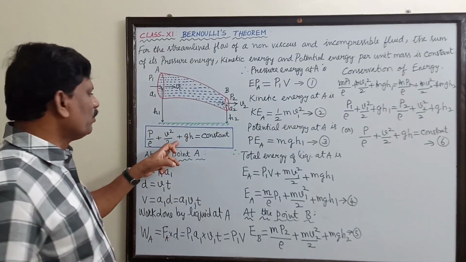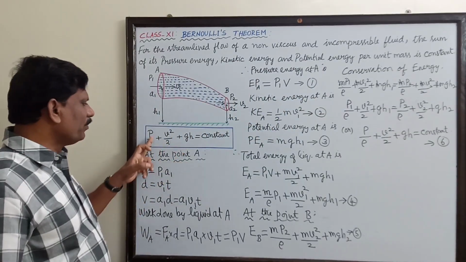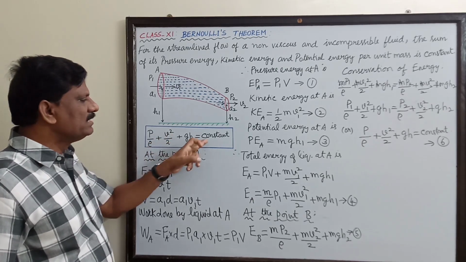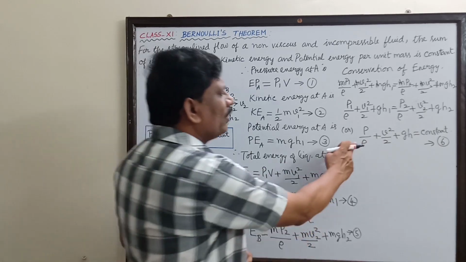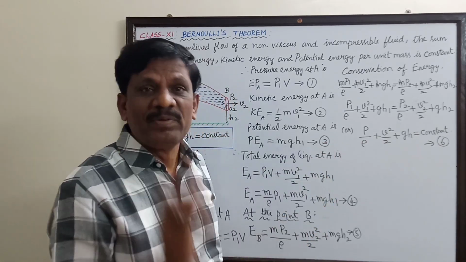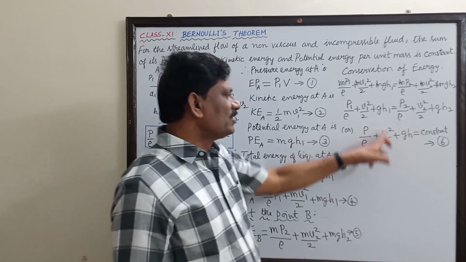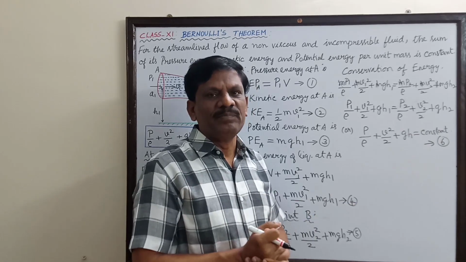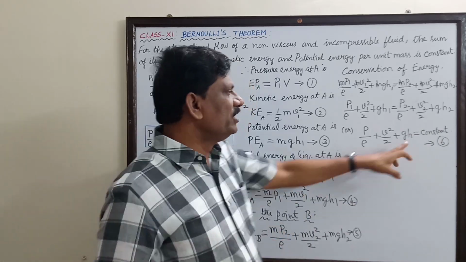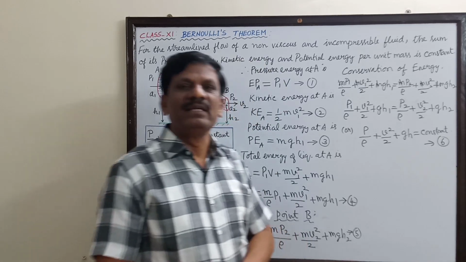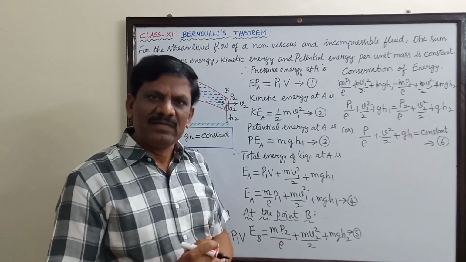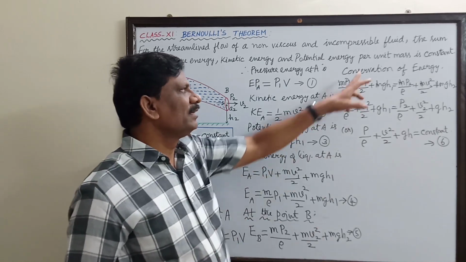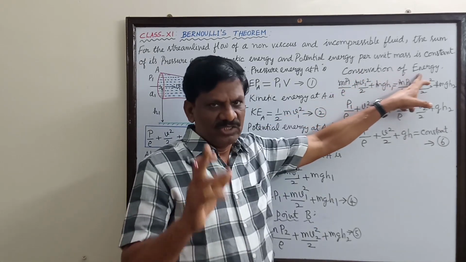Now what is to be proved? We have written already. We have to prove P by rho plus V square by 2 plus gh is equal to constant. Have you got the same equation here also? P by rho is what? Pressure energy per unit mass. V square by 2 means what? Kinetic energy per unit mass. And gh means what? Potential energy per unit mass. So we have proved Bernoulli's theorem based on the principle of what? The law of conservation of energy.